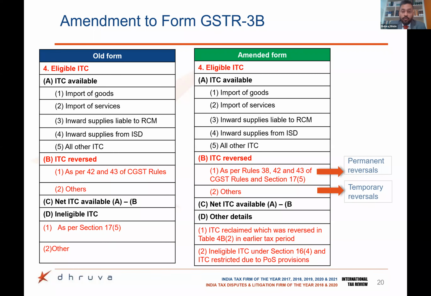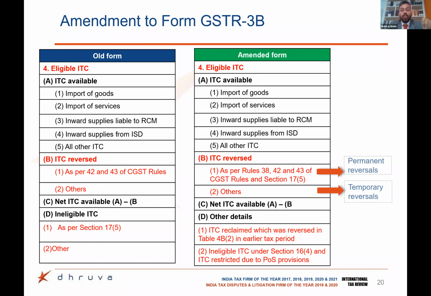So if today I was simply expensing out all the ineligible credits, I will not be able to do that. While I can continue the accounting method, for purposes of reporting I'll have to report this credit as availed and then reversed. This is something I was referring to as permanent reversals. The other category will be of temporary reversals.